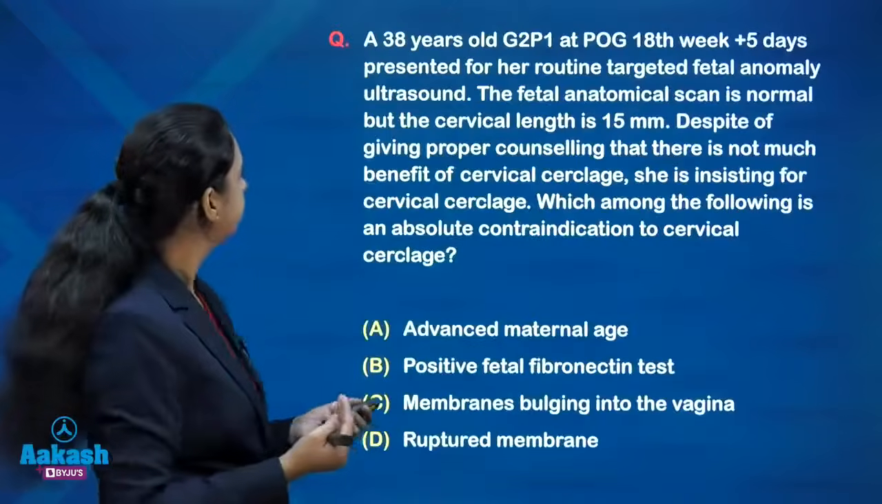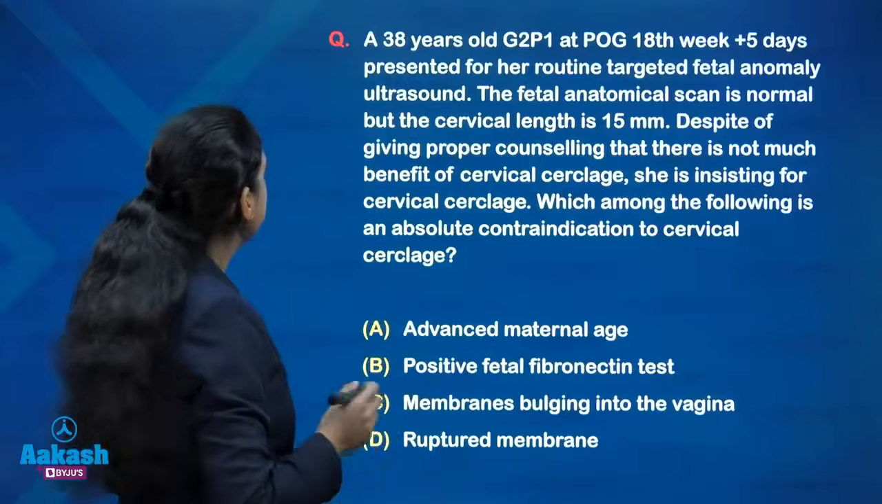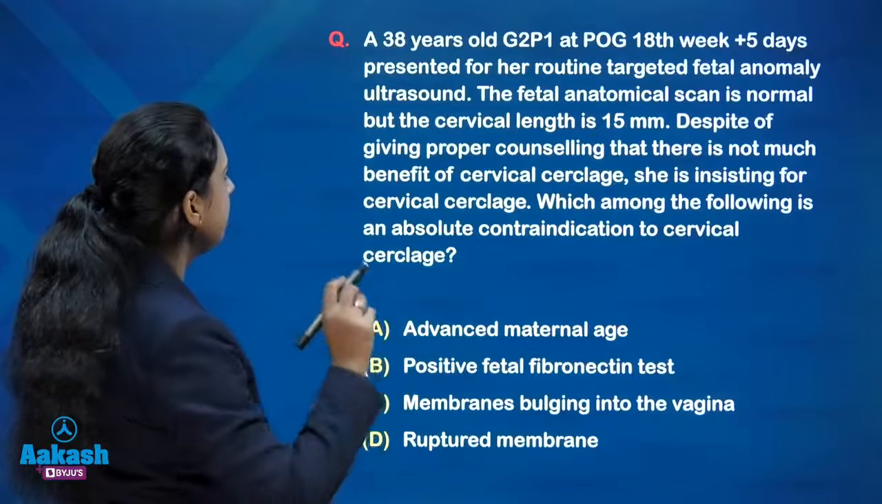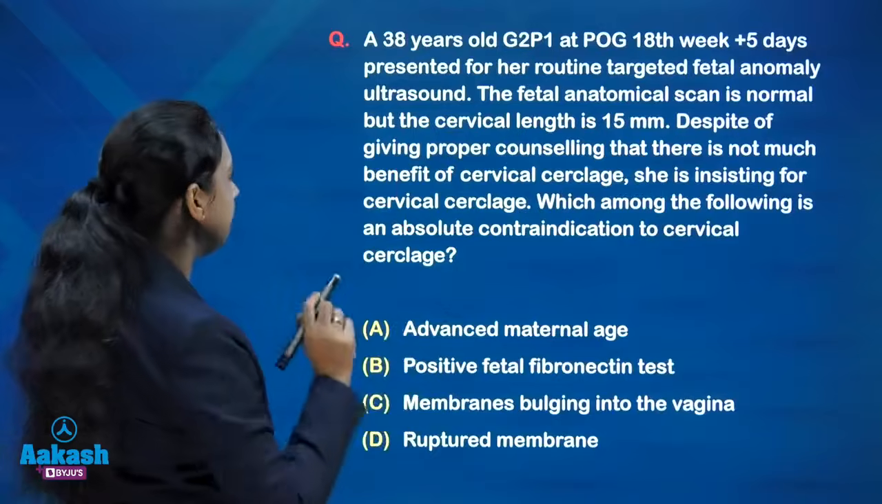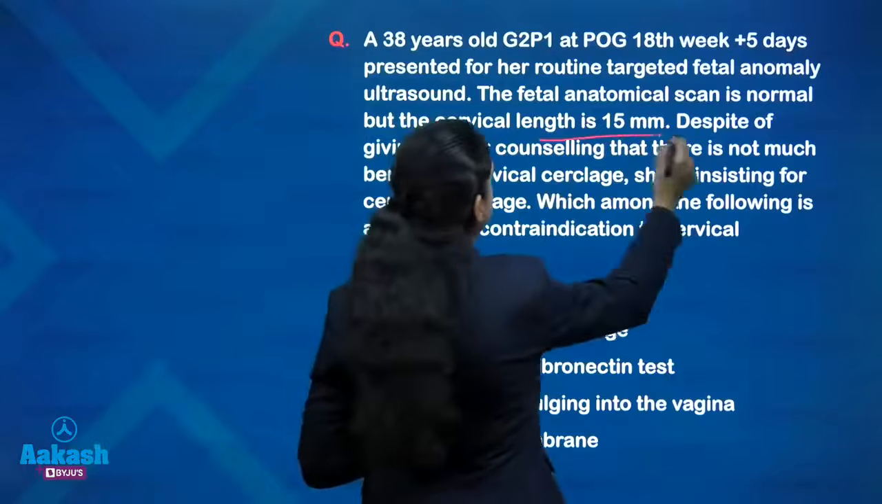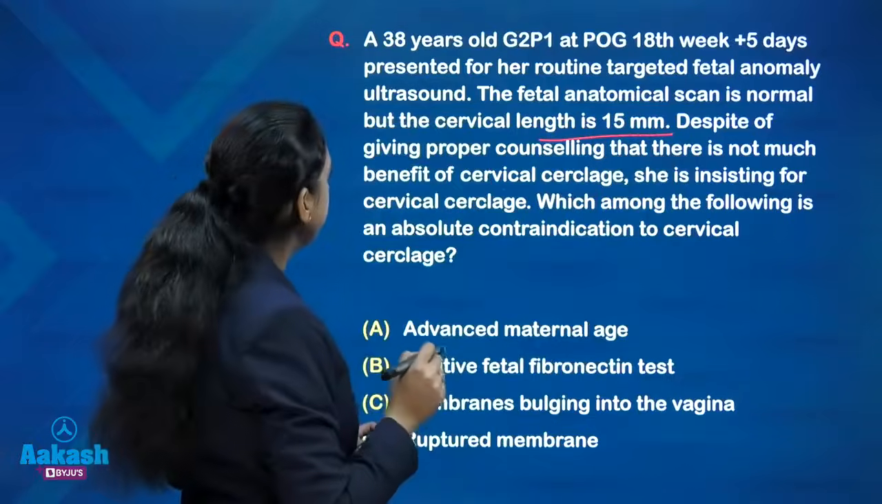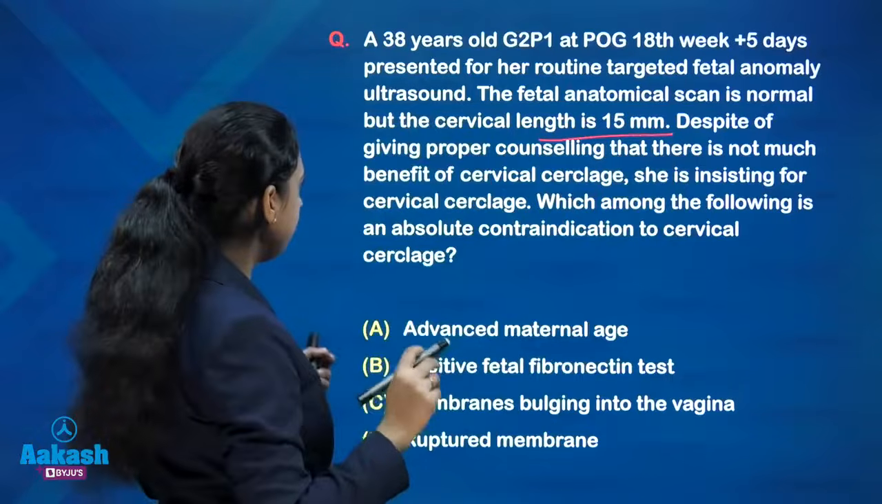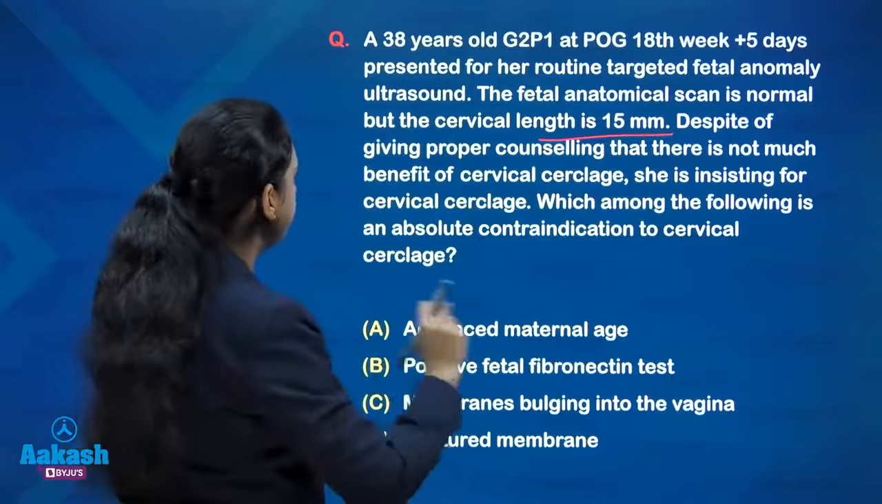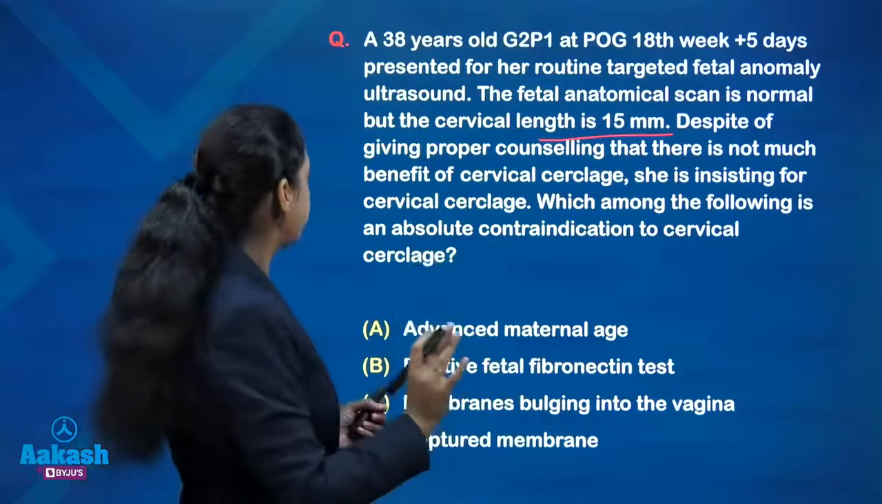Okay. Next question. A 38-year-old gravida 2 para 1 at 18 weeks 5 days presented for routine anomaly scan. Now anomaly scan shows cervix 115 mm. Okay. Now despite giving proper counseling that there is no benefit of cerclage, she is insisting on cerclage. Now which of the following is an absolute contraindication for her?